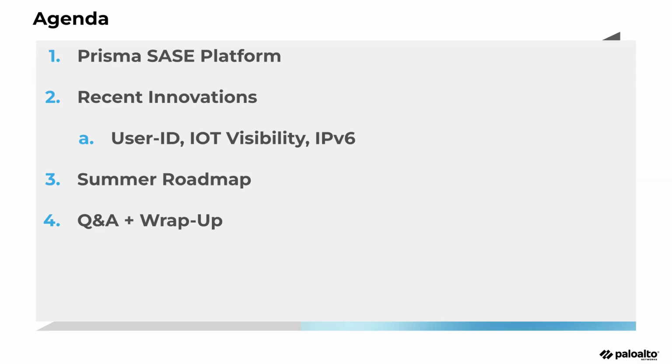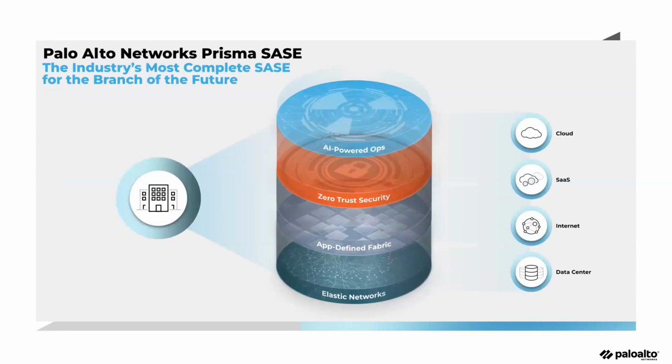Next, we'll spend a little bit of time talking about recent innovations, things that were released in the past few months. We'll make sure we're all caught up on the same page as far as capabilities go. And we'll look at user ID, IP visibility, IPv6. We'll next get into the summer roadmap. And these are things that are being released right now, actively this month, including our Strata Cloud Manager. And then we'll finish up with a Q&A and some final resources to talk through. So with that, let's go ahead and get started.